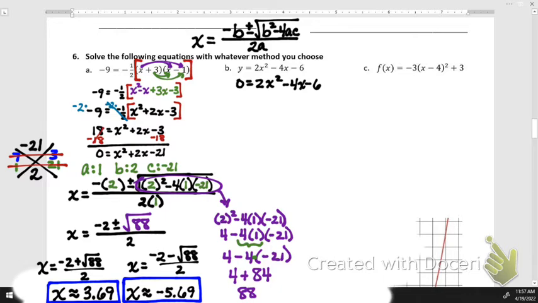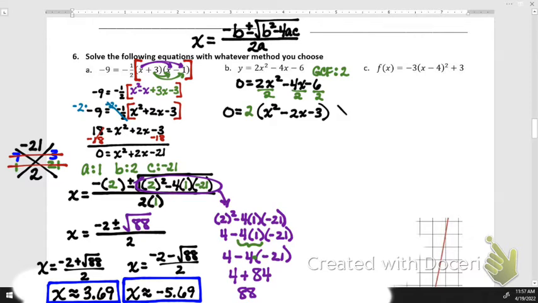When we decide to solve by factoring, what do you have to look for? The greatest common factor. Do we have one? Yes. What is it? 2. Let's get it out of there. Divide everybody by 2. So I'd have 2 times x squared minus 2x minus 3.